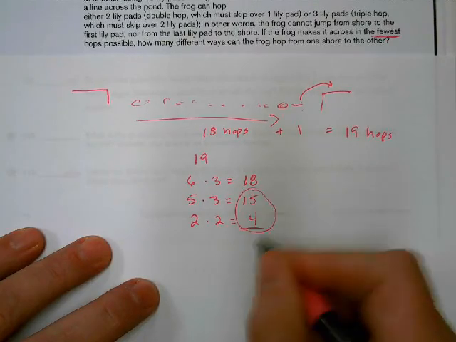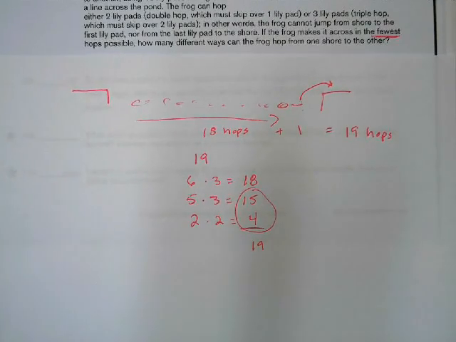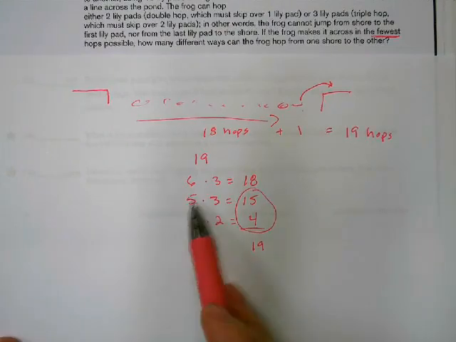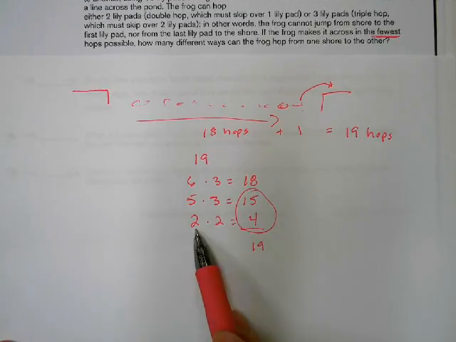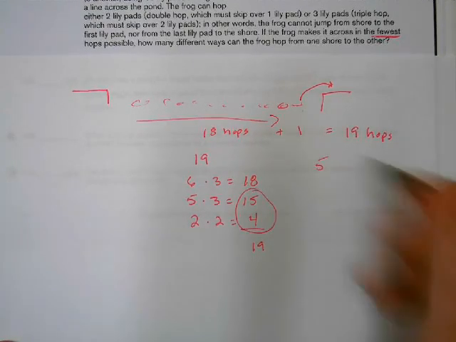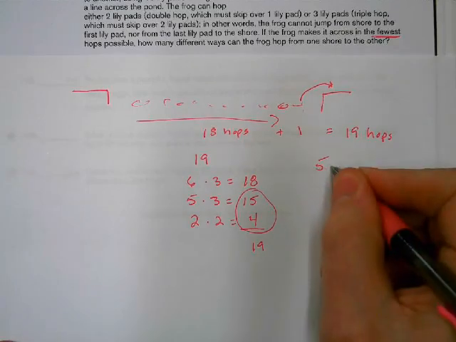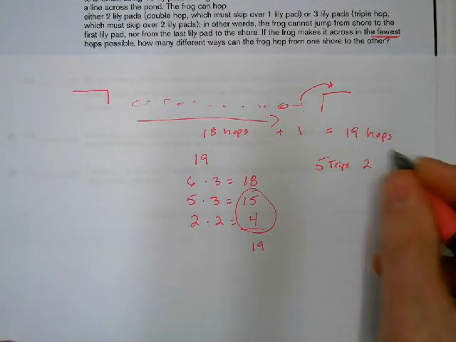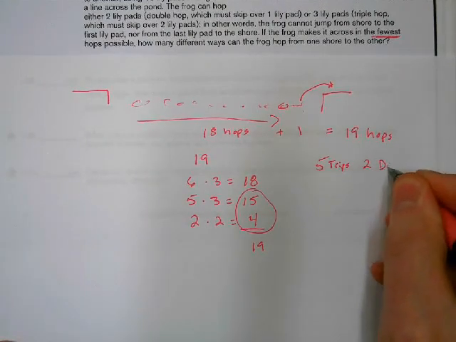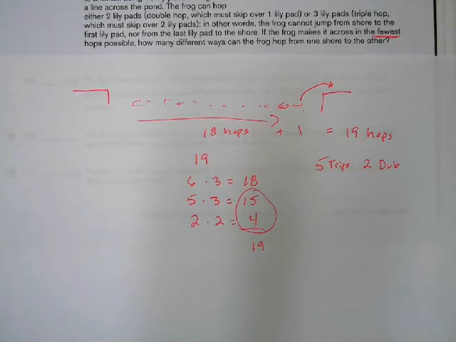We maximize our triple hops, which gives us 15 spaces, and then we used 2 extra of the double ones. So I can use 5 of the triples, 5 triples, and 2 dubs, 2 double jumps.